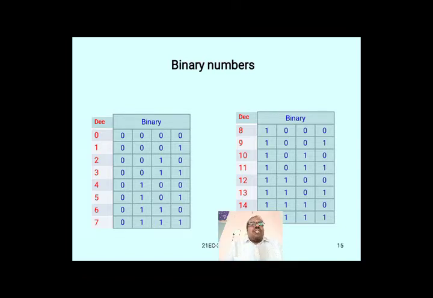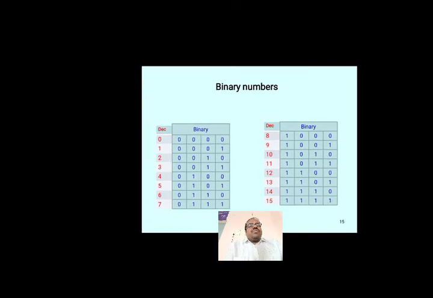For 9, 1001. For 10, 1010. For 11, 1011. For 12, 1100. For 13, 1101. For 14, 1110. For 15, 1111. Please make a note of it. The most important thing is the conversion of decimal to binary with the help of the 8421 code.